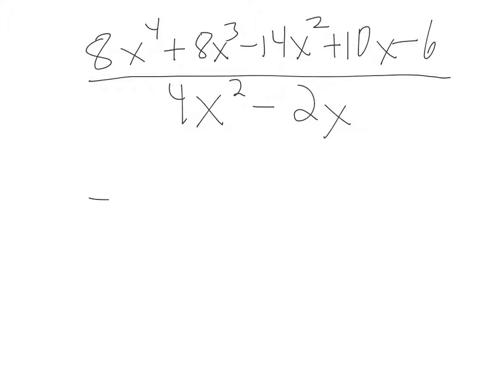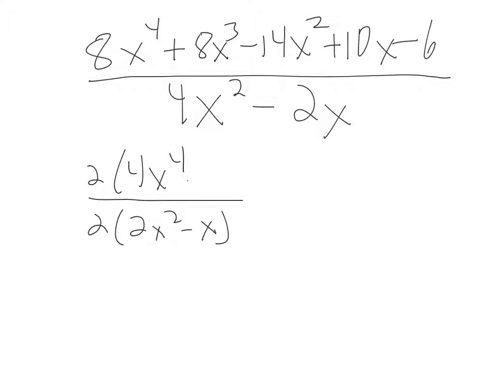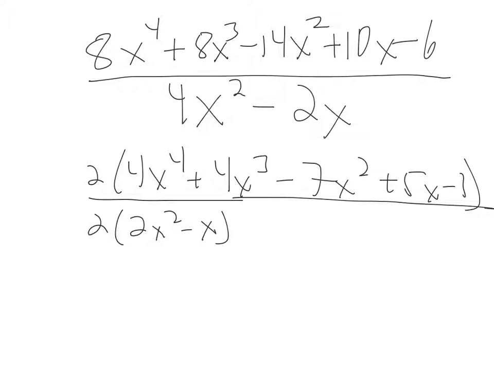So basically what I'm doing is in the denominator, I'm going to factor out a 2. So 2 times 2x squared minus x, and in the numerator I'm going to get 2 times 4x to the 4th plus 4x to the 3rd minus 7x squared plus 5x minus 3. And then if you were in my classroom and we weren't trying to keep the computer happy, we could cancel out that 2 and get rid of it. So this would leave us this.